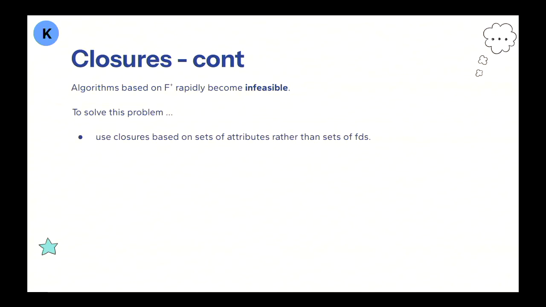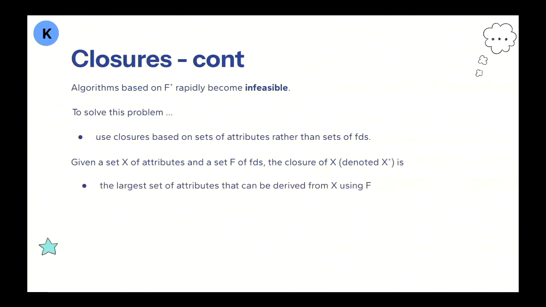So to solve this problem, we use closures based on sets of attributes rather than sets of functional dependencies. So what's the definition of closures for sets of attributes? The definition here is: given a set X of attributes and a set F of functional dependencies, the closure of X, denoted as X plus, is the largest set of attributes that can be derived from X using F.